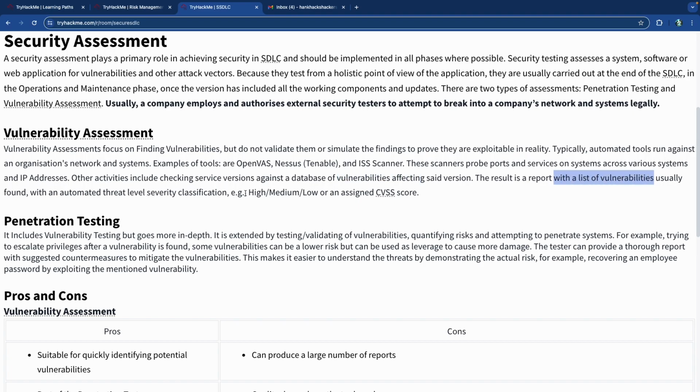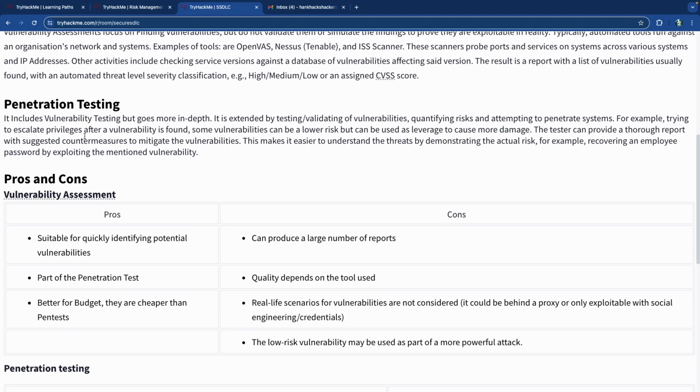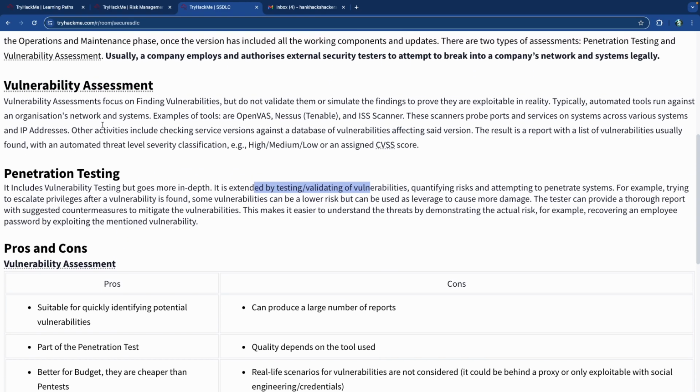And you typically have high, medium, low, which is quantitative, or an actual CVSS score. So Nessus actually does both. It gives you high, medium, low, as well as the CVSS score, the Common Vulnerability Scoring System score. So 8.5 or something, you know what I mean? Penetration testing is where you actually attack the thing. As you're doing penetration testing, you'll do a vulnerability scan.